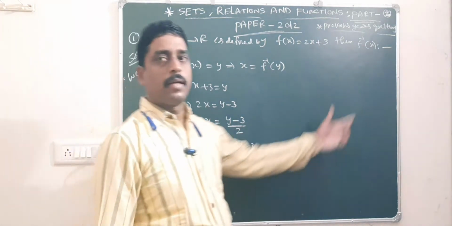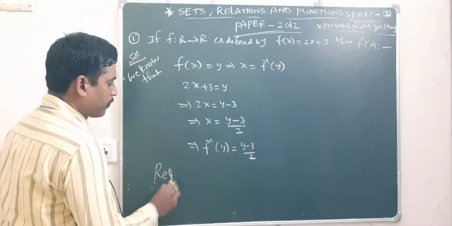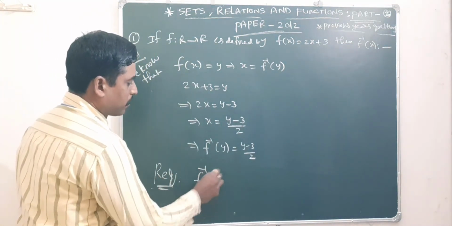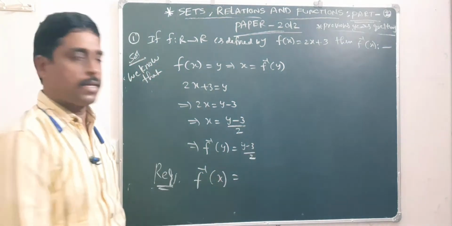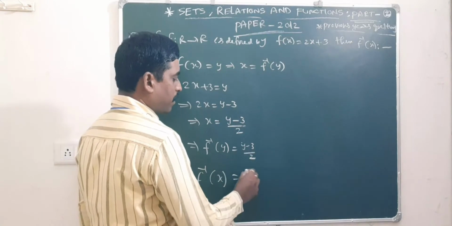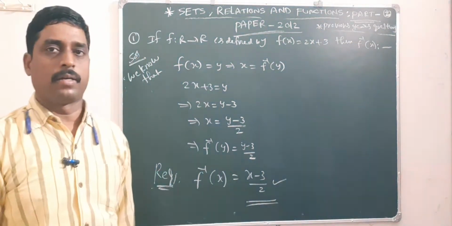But what is required? f inverse x is required. So f inverse y is (y minus 3) by 2. Therefore f inverse x is, on replacing y by x, (x minus 3) by 2. So the final answer, we got it.